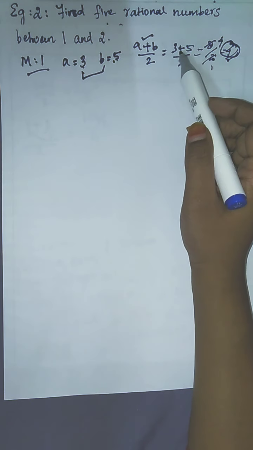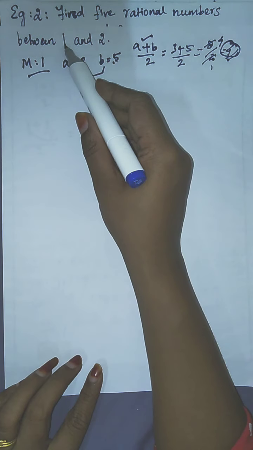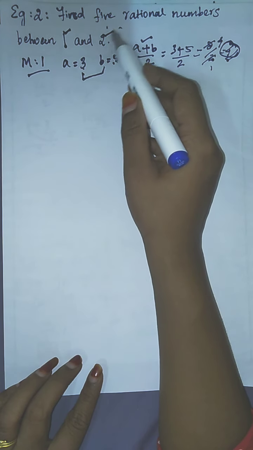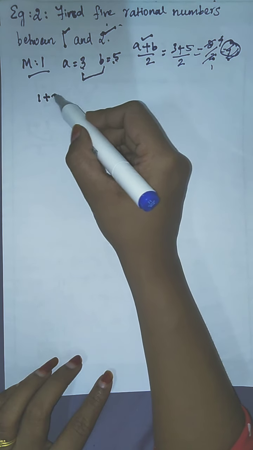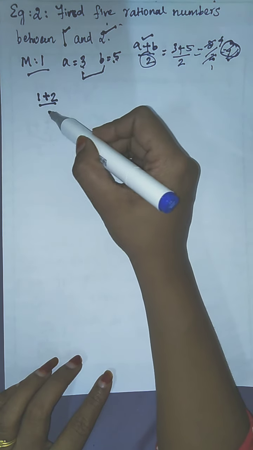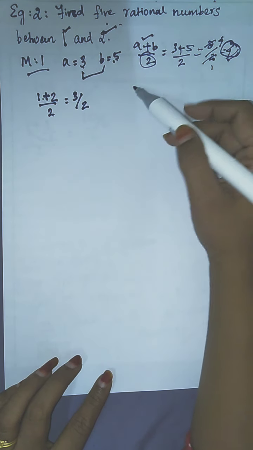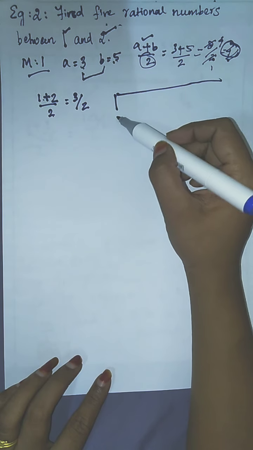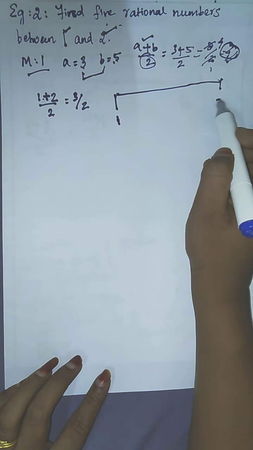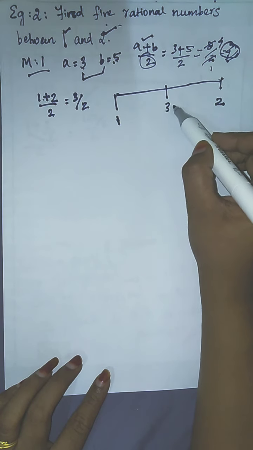So we are going to use the same method in this problem. So A value is 1 and B value is 2, right? We can apply it directly. So 1 plus 2 divided by 2. So 1 plus 2, 3 divided by this 2. So just now we found out one value, and the first number is 1 and the last number is 2 and 3 divided by 2.